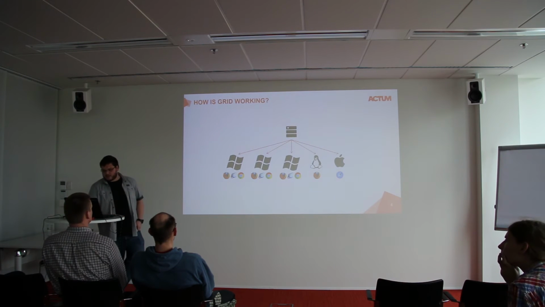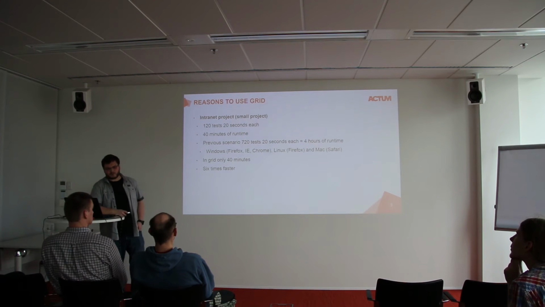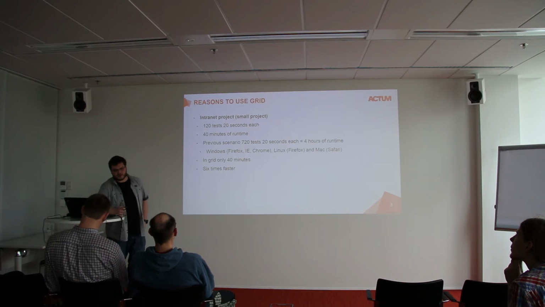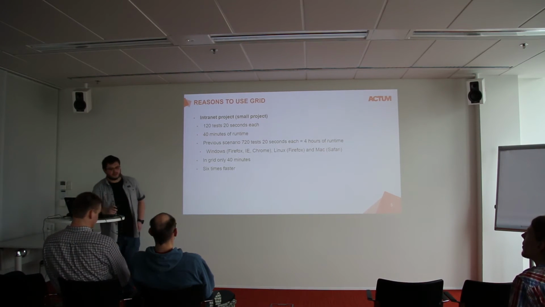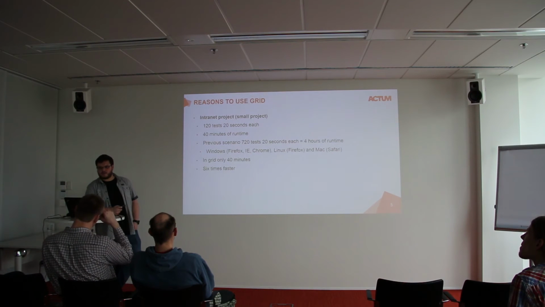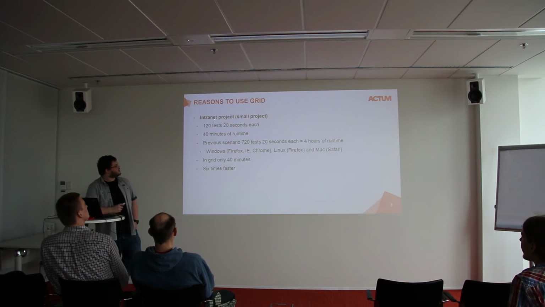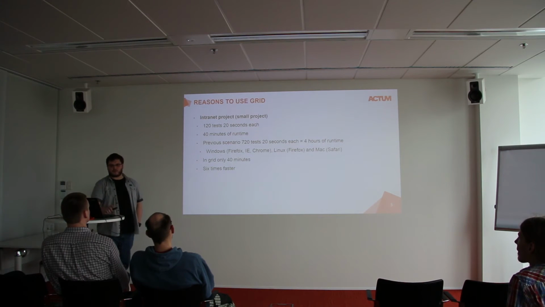This is very important. Why is it important? It's shown here. If you have a large project with a large automation framework, you can have thousands of tests. This project is a small automation project for an intranet that we actually have here in ACTUM. It's 120 tests because there are many roles and privileges, and each test takes about 20 seconds. So if you want to run all tests, it will take 40 minutes. And it's one browser and one platform.